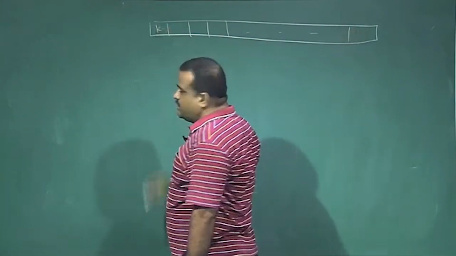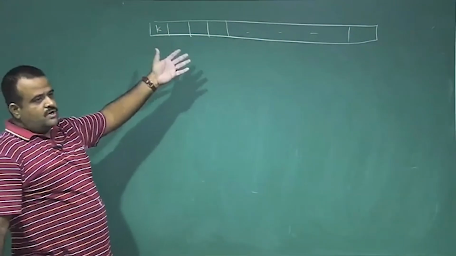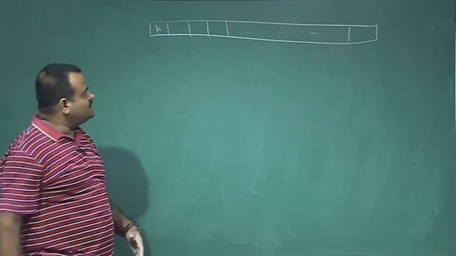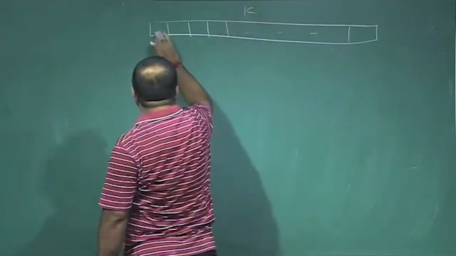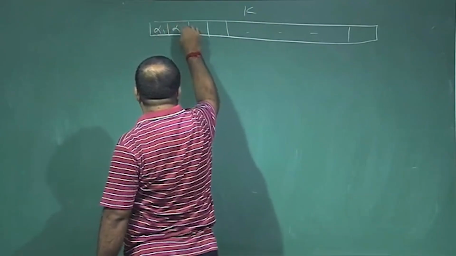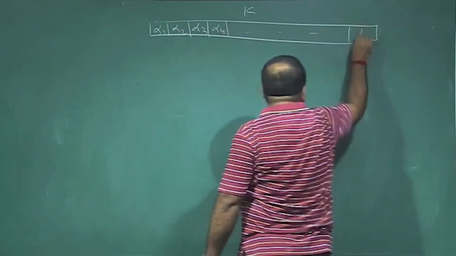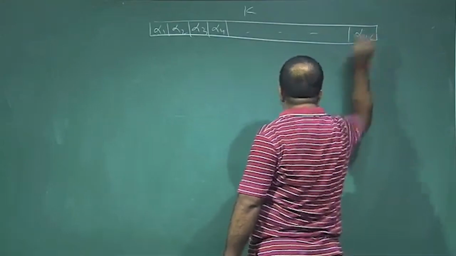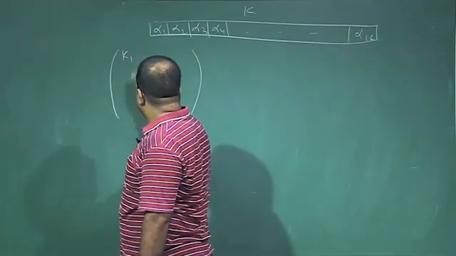So, we can again break it into bytes. 128 bit means 16 bytes. So, this is the key. 16 bytes means we can just denote alpha 0, alpha 1, alpha 2, alpha 3, alpha 4, like that, alpha 16. Okay. Now, we take the state wise.